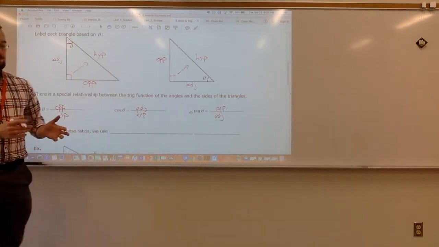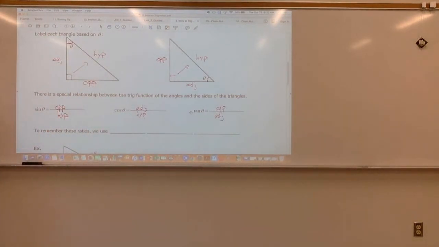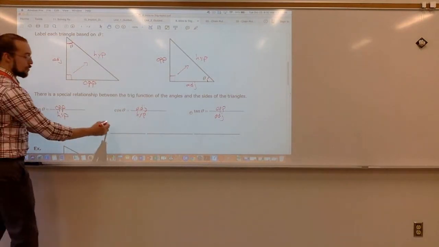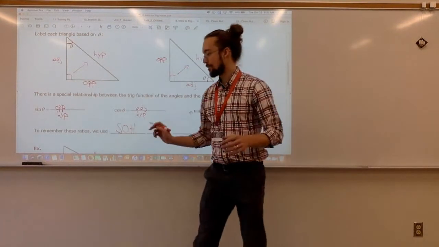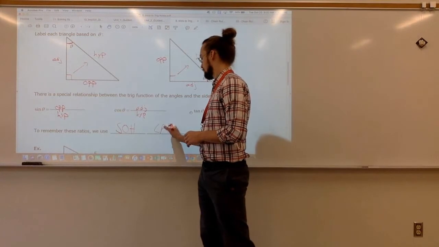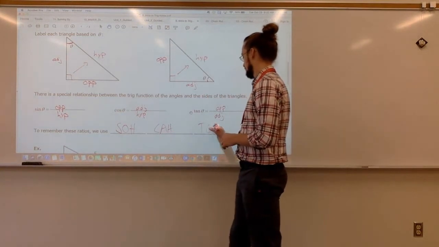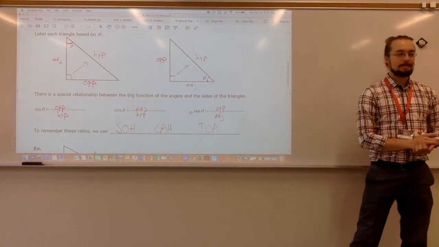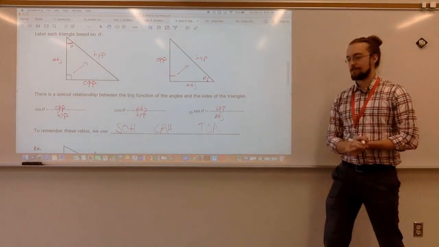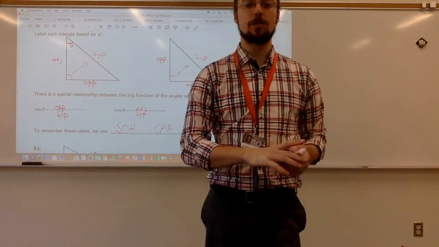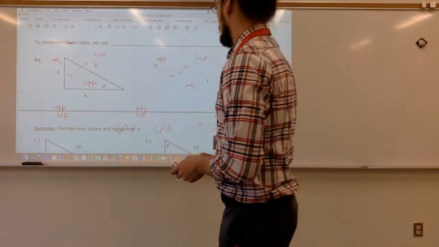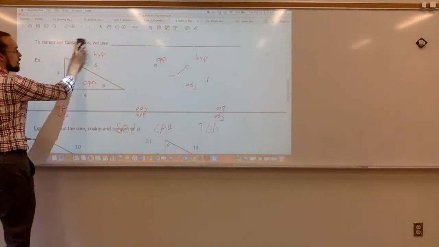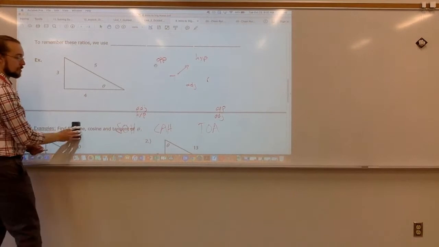Now, the trick to remembering these, no matter where you took geometry, no matter who you had, you've seen this little remembering device: SOHCAHTOA. So I'm going to scroll up a little bit and rewrite this here, so I can fill in what this means.